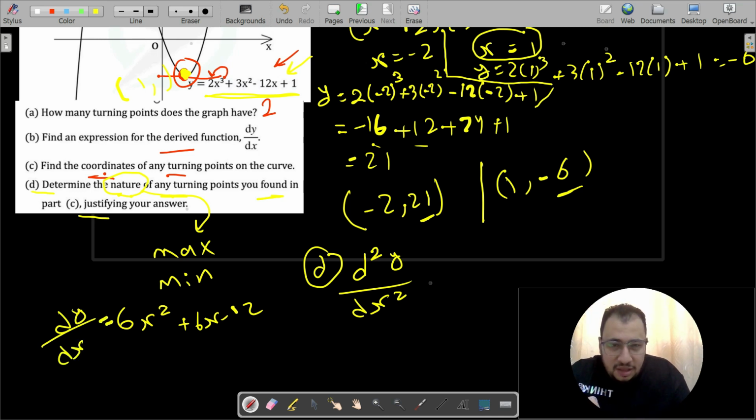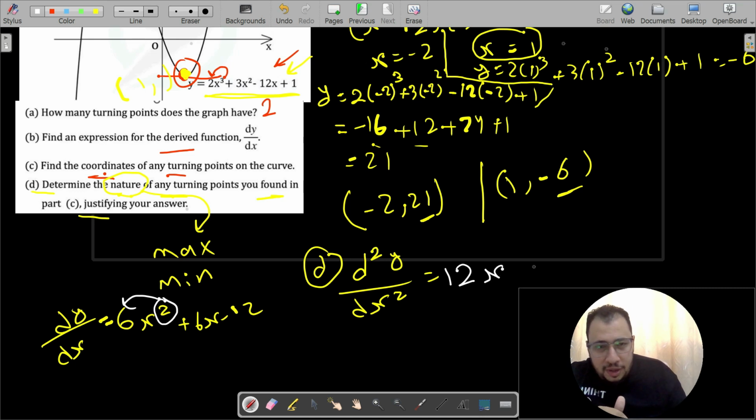Let's get the derivative of that. So how can we do that here? It's 2 multiplied by 6, this is going to be 12x to the power of 1, plus 6x. When you find the derivative of that, it is going to be only 6. So, Mr., is that it?